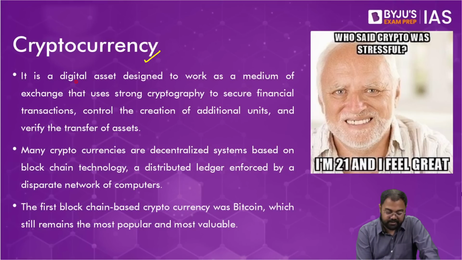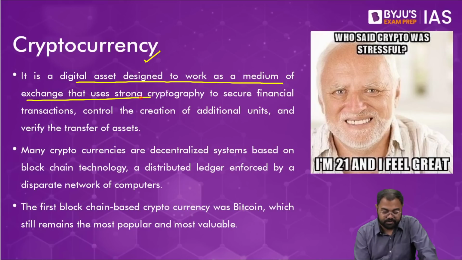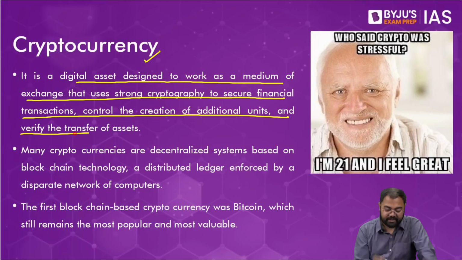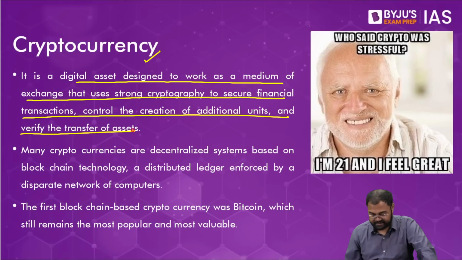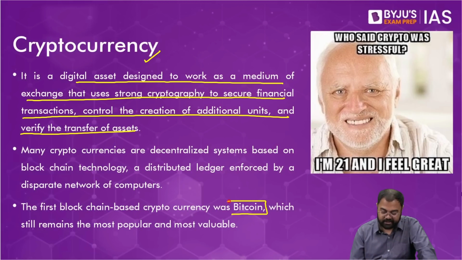So for example, it is a digital asset designed to work as a medium of exchange that uses strong cryptography to secure financial transactions, control the creation of additional units, and verify the transfer of assets. So in this manner, we see that cryptocurrencies can be used. And the first blockchain based cryptocurrency was Bitcoin, which right now is the most popular of all the cryptocurrencies that are being used in the world.